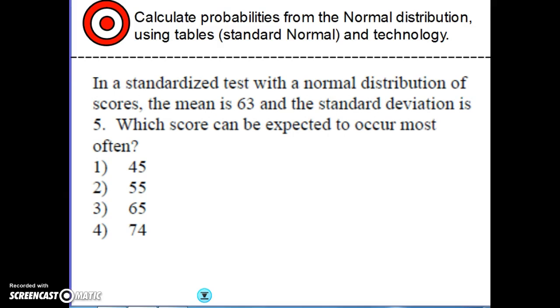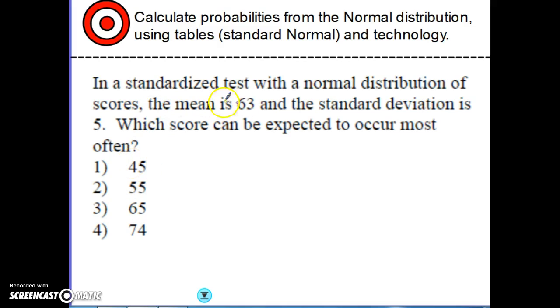Okay, let's try this one out. In a standardized test with a normal distribution of scores, the mean is 63 and the standard deviation is 5. Which score can we expect to occur most often? And here's my answer choices. Okay, so this one I'm not even really doing a probability calculation. I'm just going to look at these and decide which one's going to occur most often.